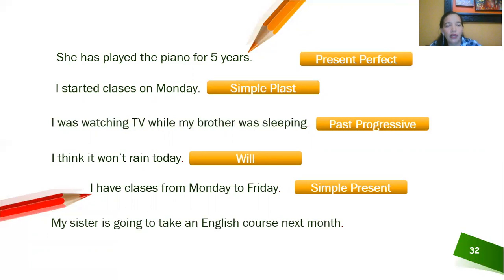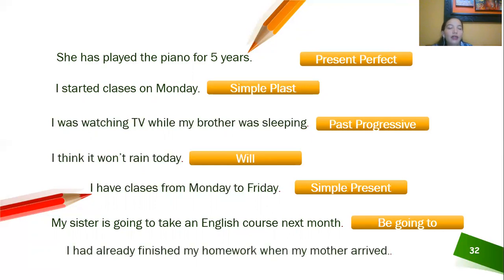Next one. My sister is going to take an English course next month. What tense is this? Right. Future be going to, for plans. What phrase helps me to know that this is going to and is future? Because I have next month.